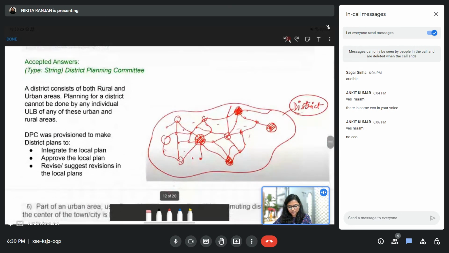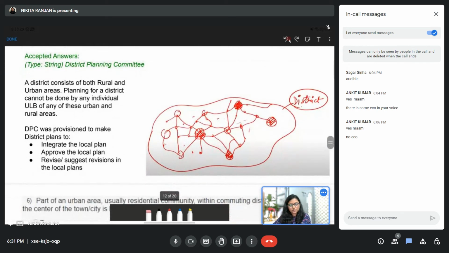So you might have gone through this during your lectures, but I'll elaborate just a little bit. A district planning committee, as you might know, was provisioned by the 74th Constitutional Amendment Act. It was provisioned to make district plans for three things: either to integrate with the local plan, or to approve the local plan, or to revise or suggest revisions in the local plans.